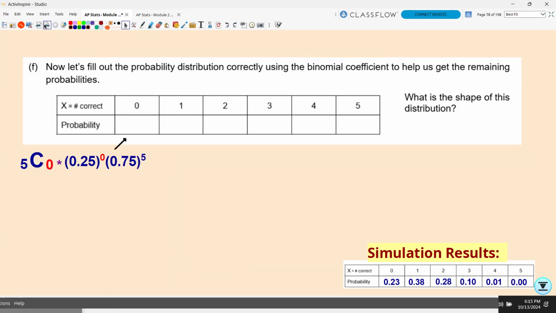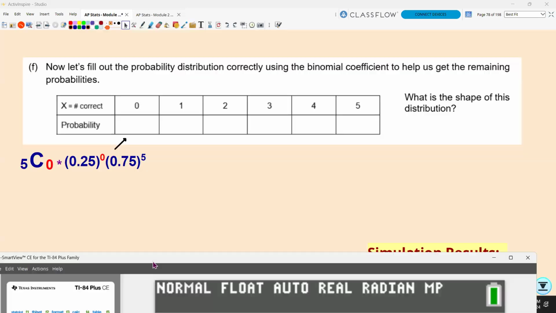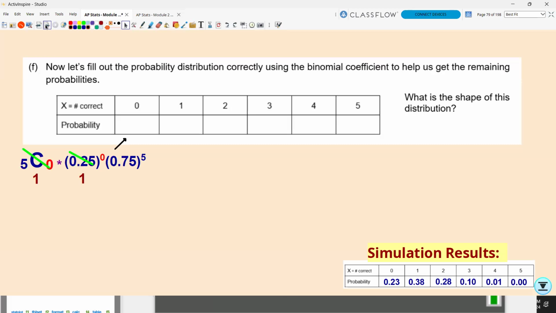So that first one, we're going to choose 0 out of 5. So 5 choose 0, 0.25 to the 0 power. Now anything to the 0 power is 1. And in fact, if you do 5 choose 0, you end up getting 1. So there's only one way to choose nothing out of 5, and that's all of them being wrong. So that's going to be 1 times 0.75 to the fifth power. We've already calculated that. That's 0.2373.